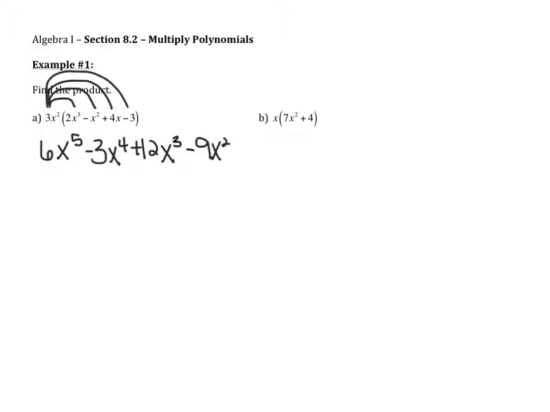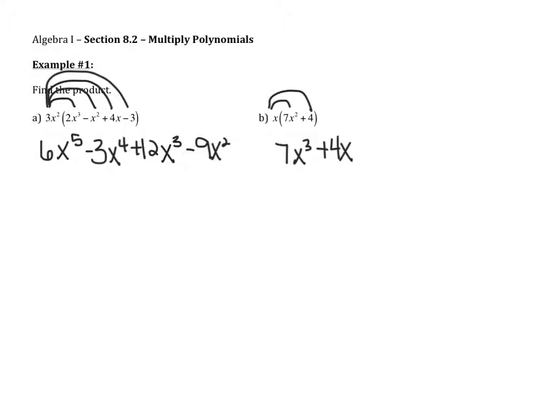For part B, notice we have the monomial x times the binomial 7x squared plus 4. So again, we're just going to distribute. So x times 7x squared, since there is no coefficient on the x, it's just going to stay 7 and be x to the 1st times x squared, so it'll be x to the 3rd, or x cubed. And then I'm going to take x times 4. So x times 4 is just 4x. And that would be the product of x times 7x squared plus 4.